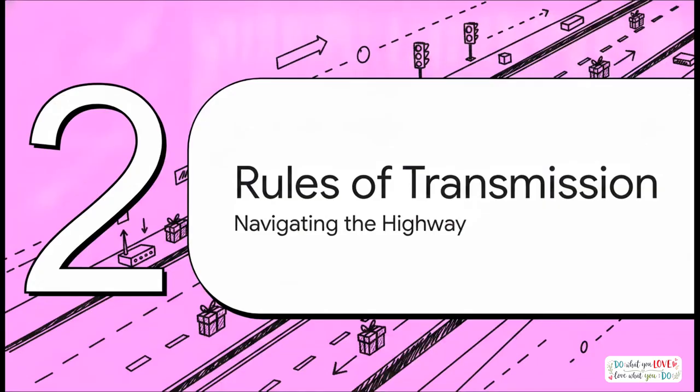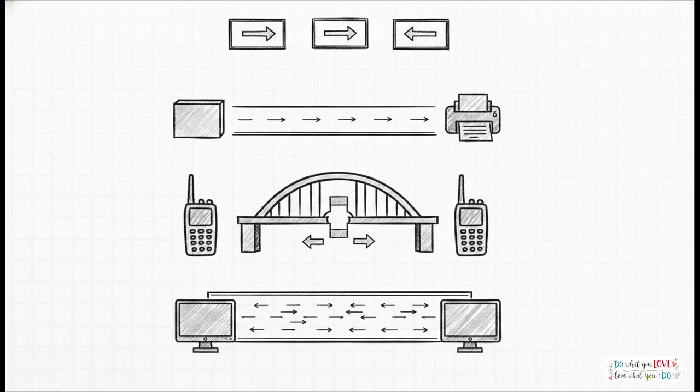Moving right along to Section 2, the rules of transmission. Time to navigate the digital highway. So our packets are boxed up and addressed. Now they need to actually hit the road. But this highway isn't some chaotic free-for-all. There are very specific traffic rules.